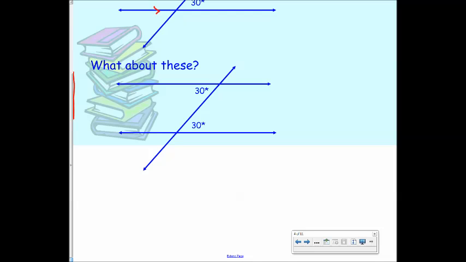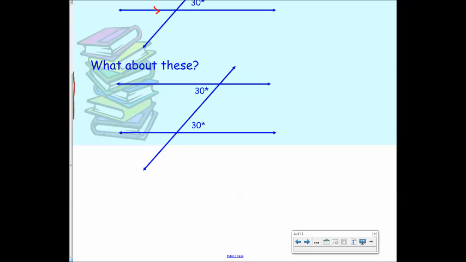What are they? Alternate interior. And alternate interior angles have to be what? Congruent. Are these congruent? Yes. So do you think those lines are parallel? Yes. But what theorem do you think I would use? I can't use the converse of corresponding angles because they're not corresponding angles.